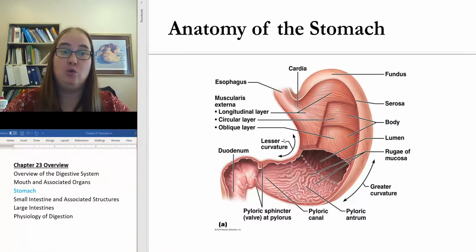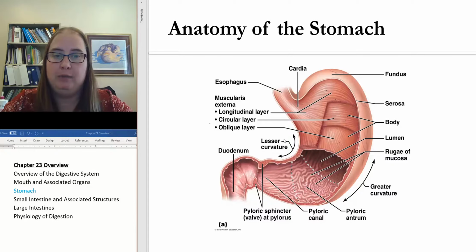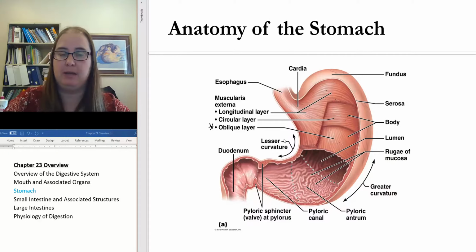Then we have two curvatures to our stomach. We have the greater curvature, which is this outer curvature, and the lesser curvature, which is this inner curvature. Okay. We have 3 layers of muscle within our stomach. Now, when we talked about the tunics in the last video, I talked about just 2 of them. This oblique layer is unique to the stomach, and we'll talk about that on the slides coming up. I think I talk about it, yes. So we'll come back to this notion, but this is a unique layer to the stomach.